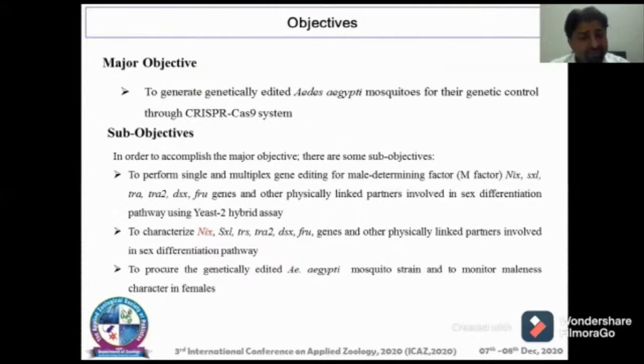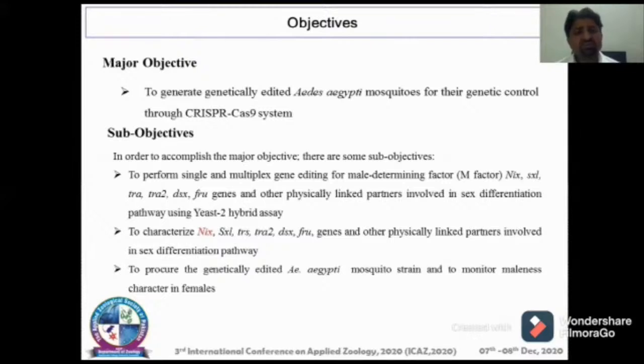genetic control of Aedes aegypti. So there is one major objective of this study: to generate genetically edited Aedes aegypti mosquitoes for genetic control through the CRISPR-Cas9 system. And there are certain sub-objectives. We will use single genes and multiple genes, and we will use the other genes like Nix, double sex and fruitless to know the whole picture of the genetic pathway.